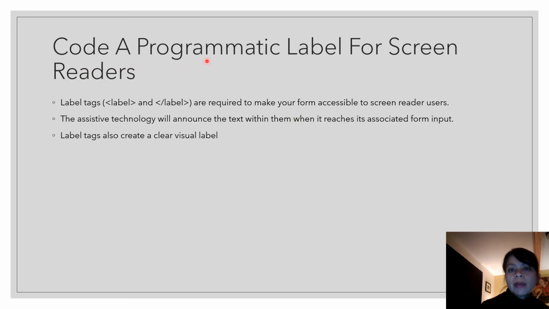Code a programmatic label for screen readers. So labels like this, the label start tag and end tag, are required to make your form accessible to screen reader users. The assistive technology will announce the text between them when it reaches its associated form input field. Okay, label tags also create a clear visual label.